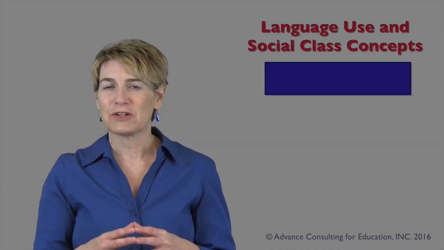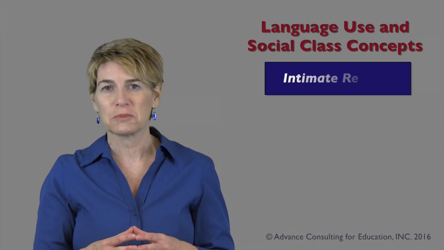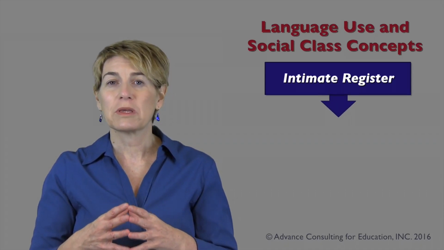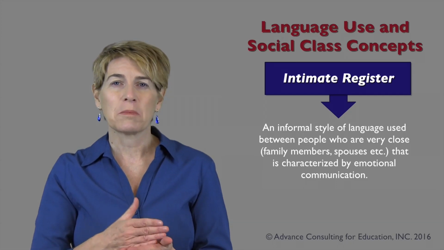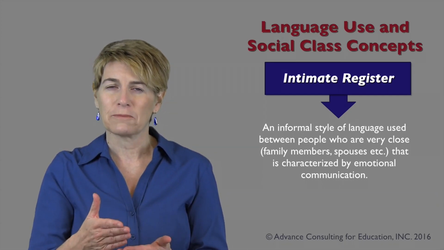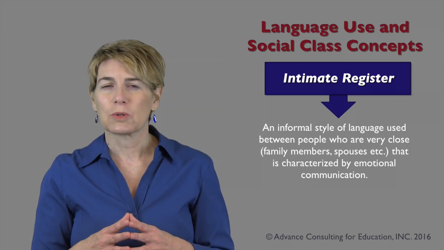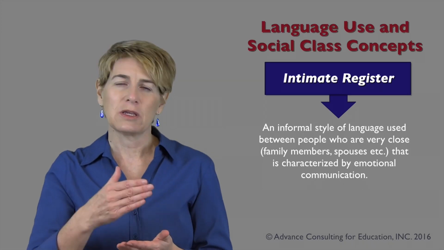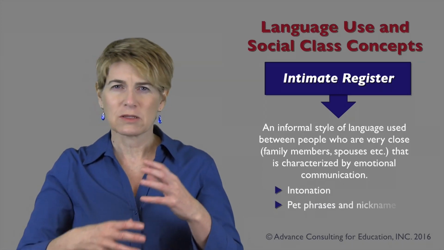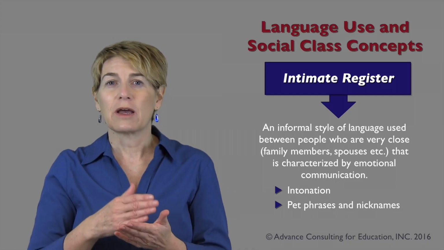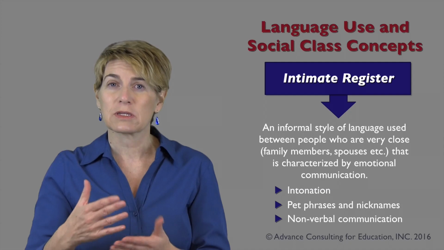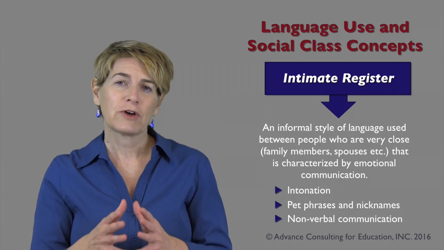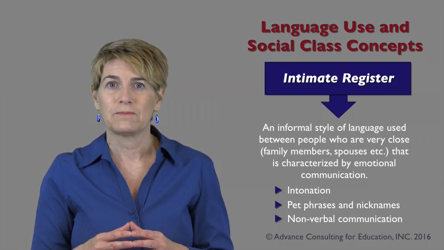The fifth and final layer of register, or category of register, is called the intimate register. As the name implies, this is a style of language use that we use with people with whom we're very close. So family members, boyfriends, girlfriends, spouses, and so on. And the intimate register is characterized by a lot of emotional communication. So that emotion is communicated via intonation, with pet phrases and nicknames and things like that. And nonverbal communication is also very important in this register because we do communicate a lot of emotion non-verbally. So that's the final layer of register, called the intimate register.